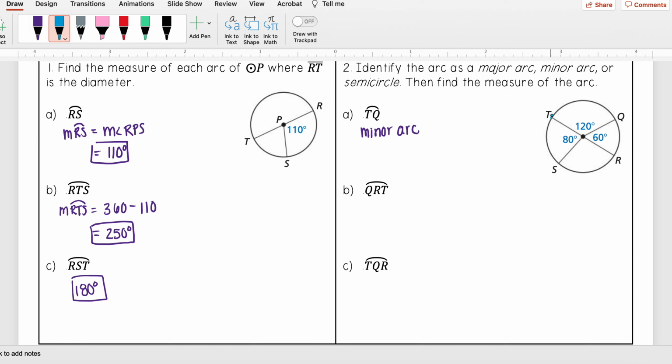So I'm looking at TQ, and that's right here. Well, I know that the measure of TQ is just equal to its central angle. So I look at the angle that is associated with TQ, kind of look at this whole slice. And so I see that's 120 degrees.